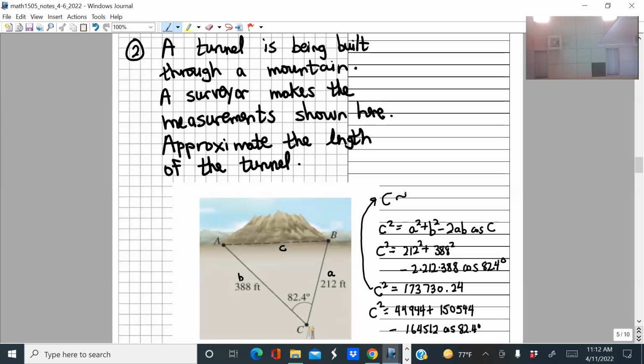So it looks like C is going to be about 416.81 if we want 2 decimal places. Okay, so about 417 feet. Pretty close to 417 for that tunnel. See, that's pretty easy.